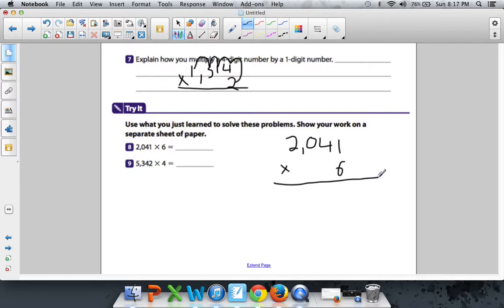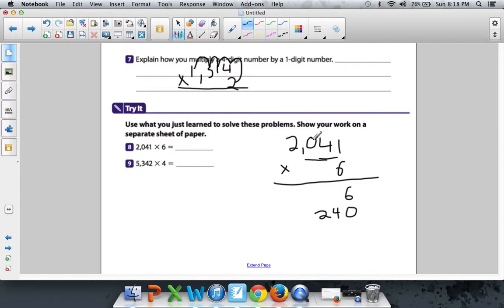And one way to do this is to go 6 times 1, that's 6. 6 times 4 is 24. But listen, that wasn't 6 times 4. That's in the tens place. So you have to put a 0 right there. 6 times 4 is 24. Now it's actually not 24, it's 240.